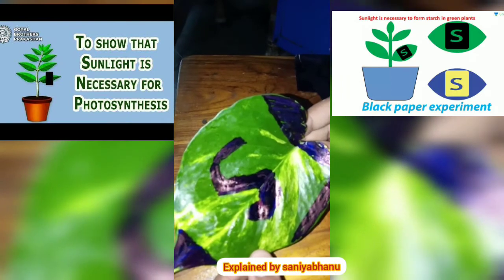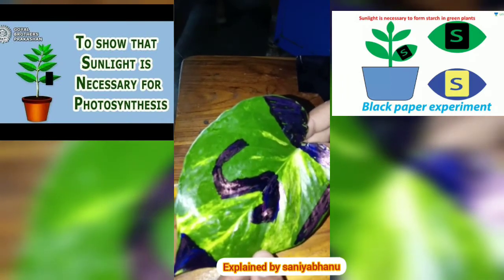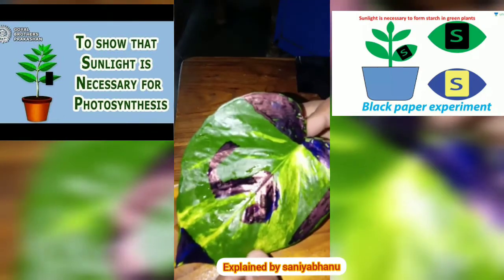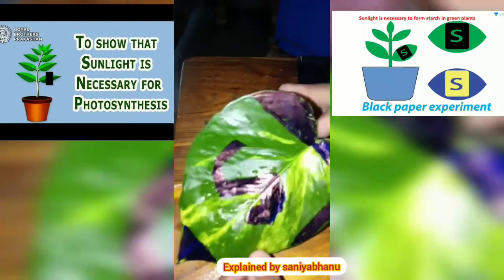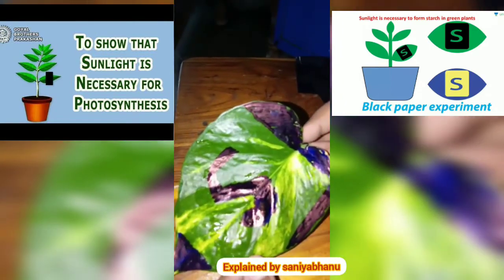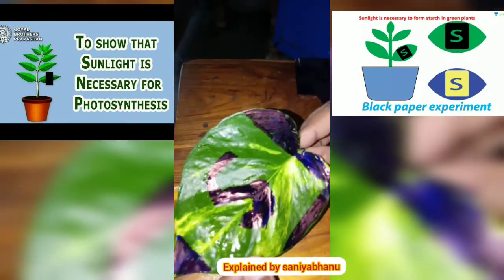From this activity we learn that sunlight is very essential. Without sunlight the leaf cannot prepare any starch. If there is no starch, it cannot prepare any food, any fruits or flowers. So we learn that sunlight is essential for the photosynthetic activity.